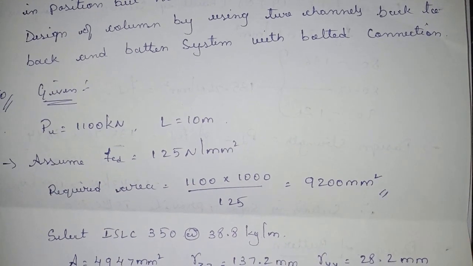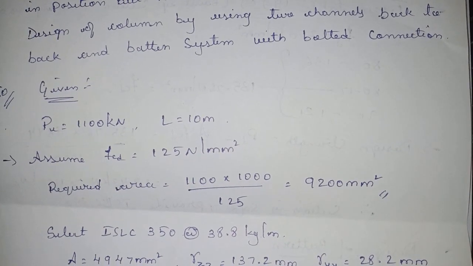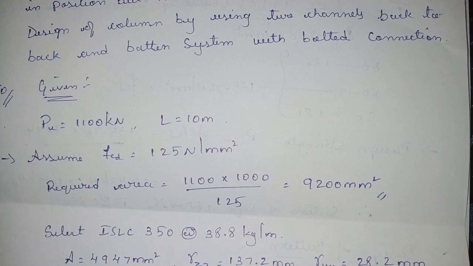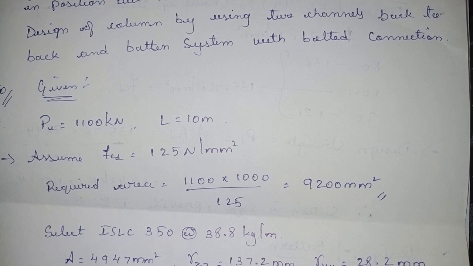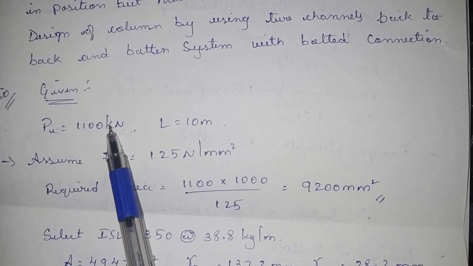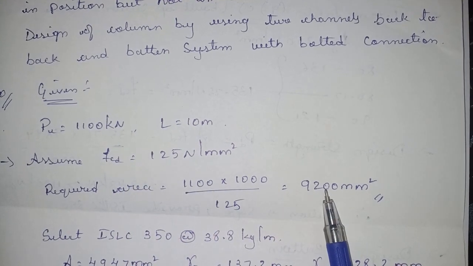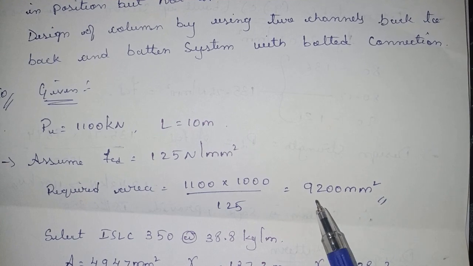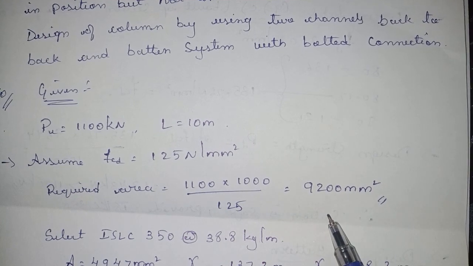Here is the given data. Pu is mentioned, that is 1100 kilonewton. L is 10 meters. Assume FCD. You can assume FCD directly, or you can take it as 0.6 times Fy, or 0.4 or 0.5 times Fy. Then you can assume the middle value also. So this is about the FCD. Assume this permissible stress. Then load divided by the permissible stress will give you the area required. This area is for the two channel sections, so divide this area by 2.